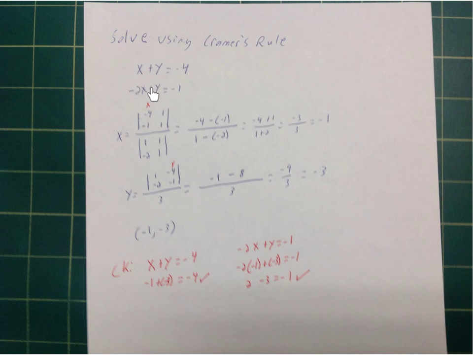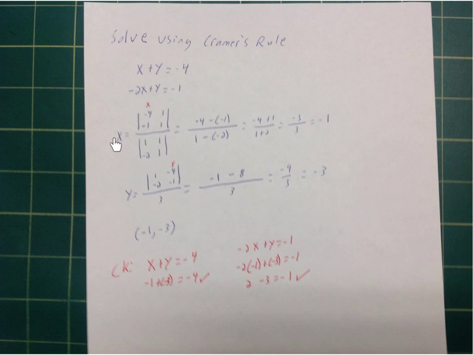You want to solve this system of equations using Cramer's rule. So x and y will each be a quotient of two determinants. For the bottom determinant, you just copy down the coefficients here. The coefficients of x are 1 and negative 2. The coefficients of y are 1 and 1. So that gives you the bottom determinant for both x and y.